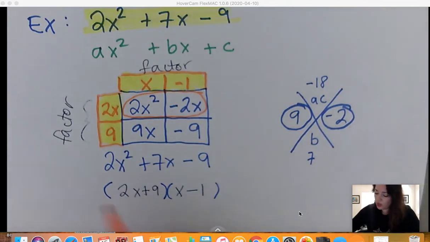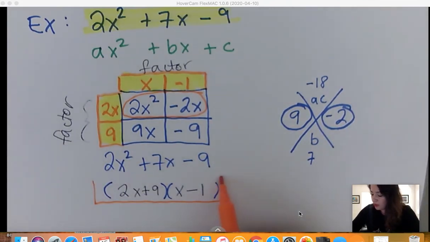And you can always check your work. If you multiply these two parentheses, you would get the resulting row right here.